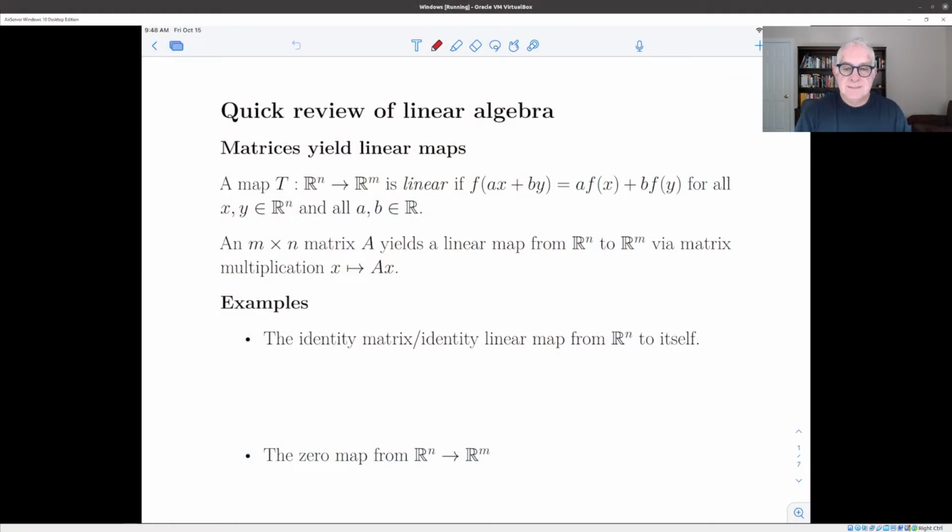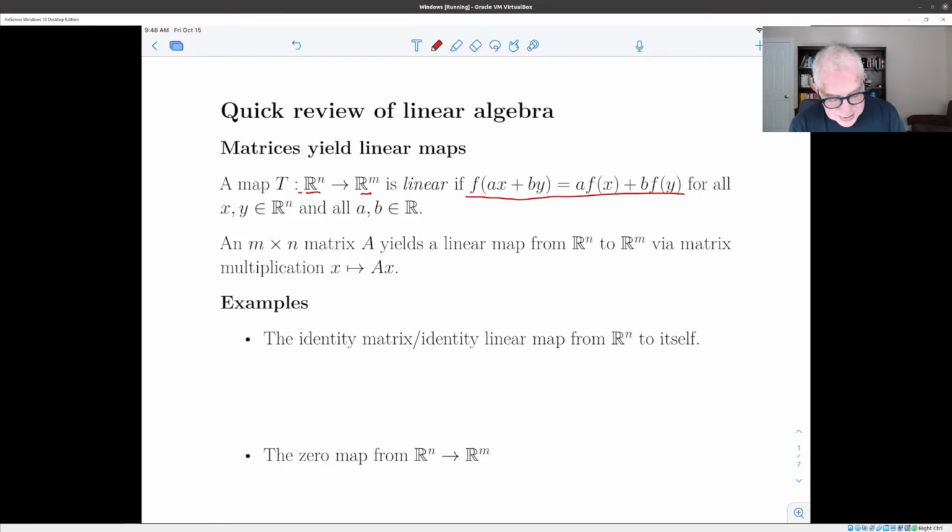So I'm not going to go through all of linear algebra, but I just want to remind you of a few things, some fundamental definitions and properties. So the most fundamental definition is the definition of a linear map. And I'm just going to stick to Rn and Rm. So a map from Rn to Rm is linear if it changes sums to sums and if you can factor out scalar multiples.